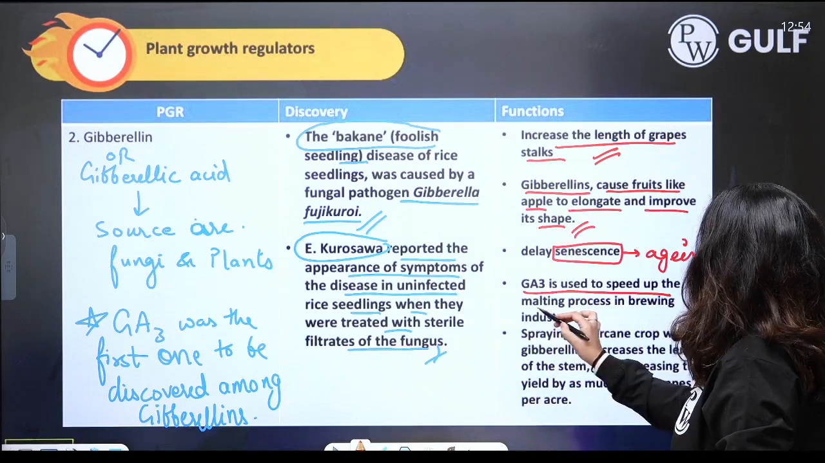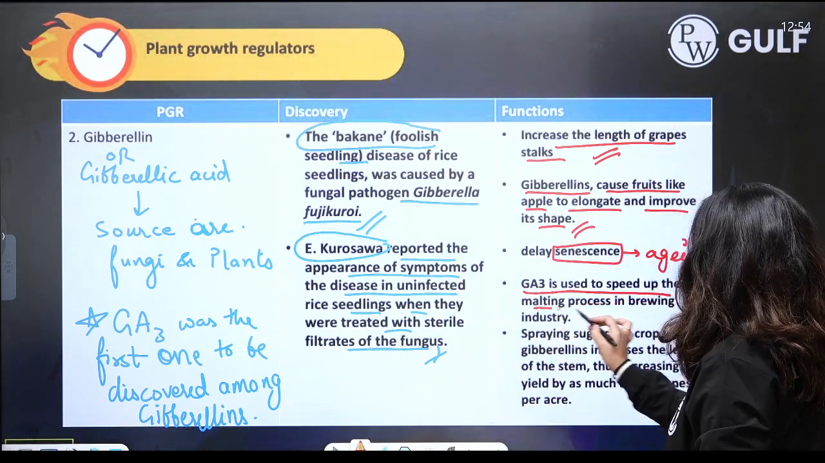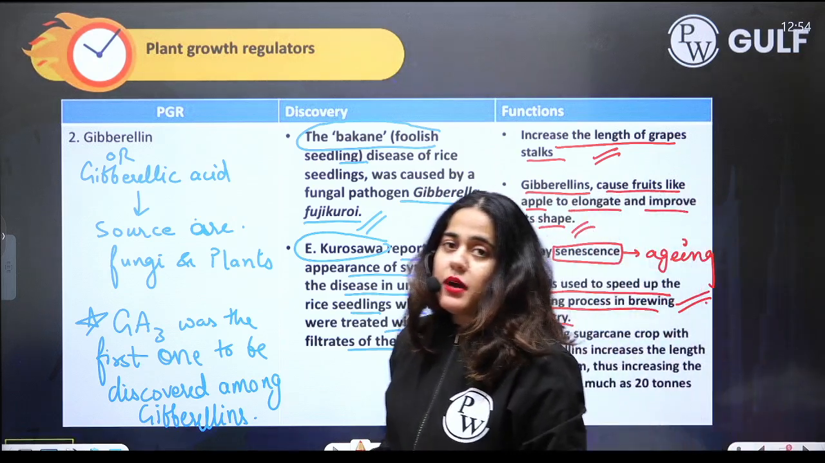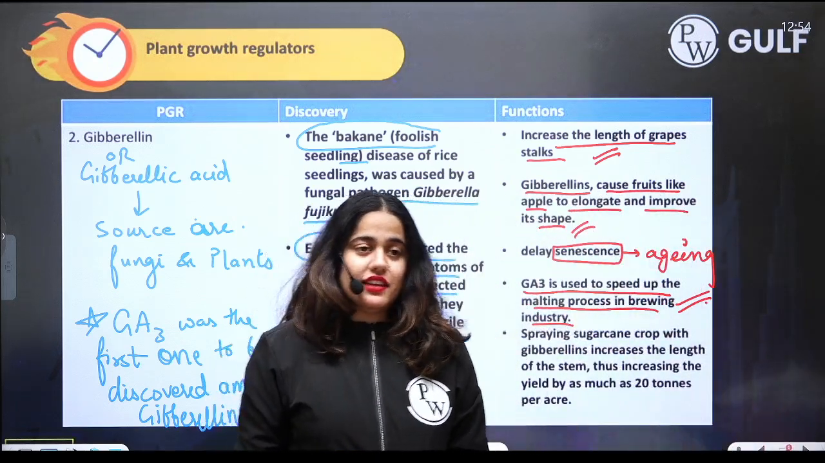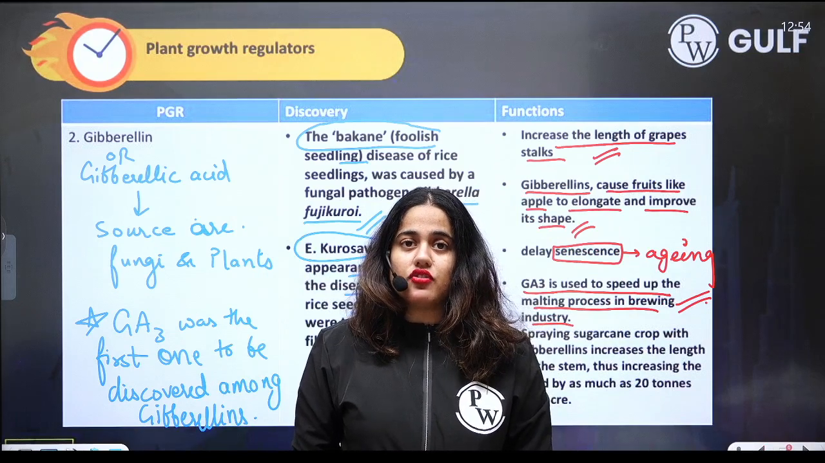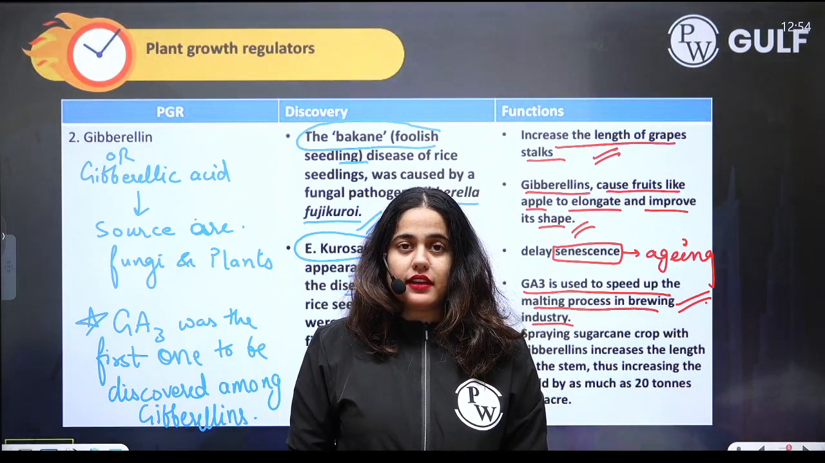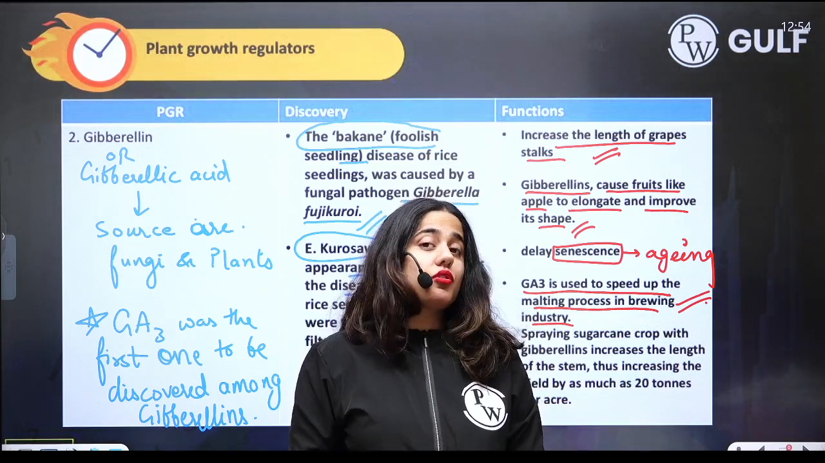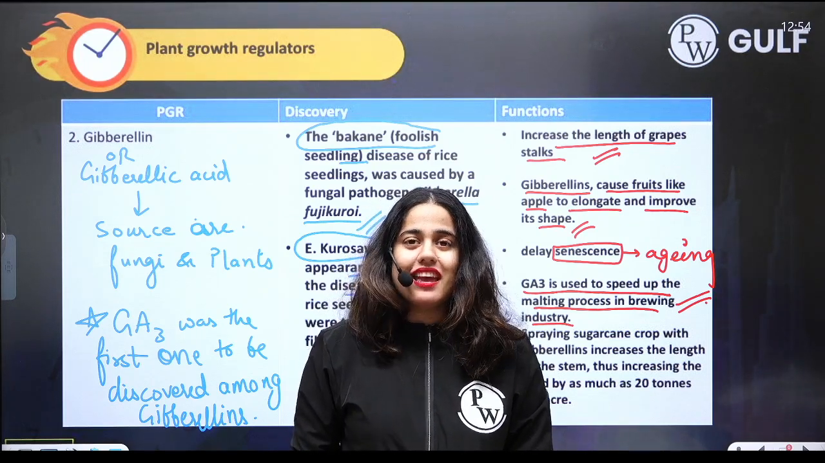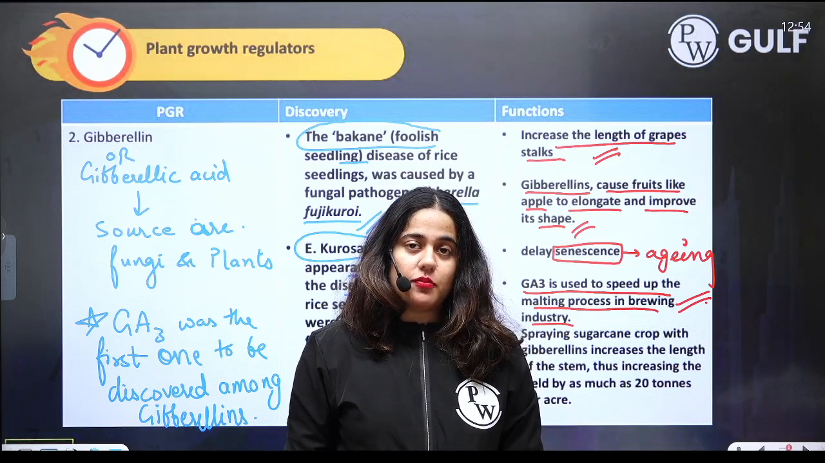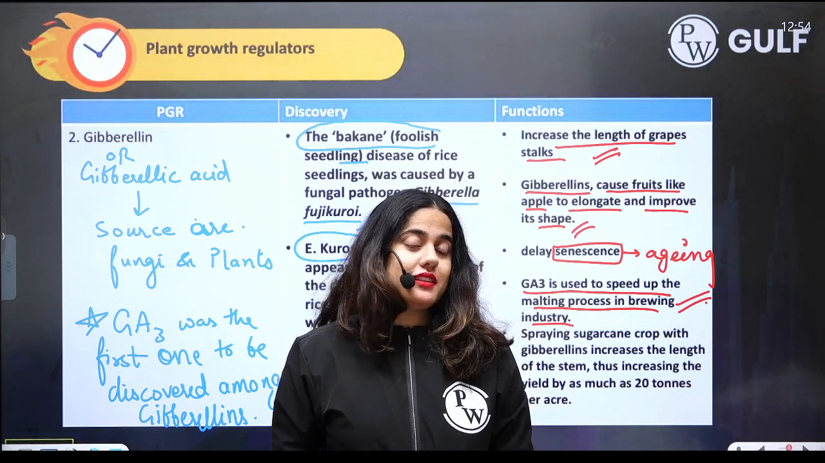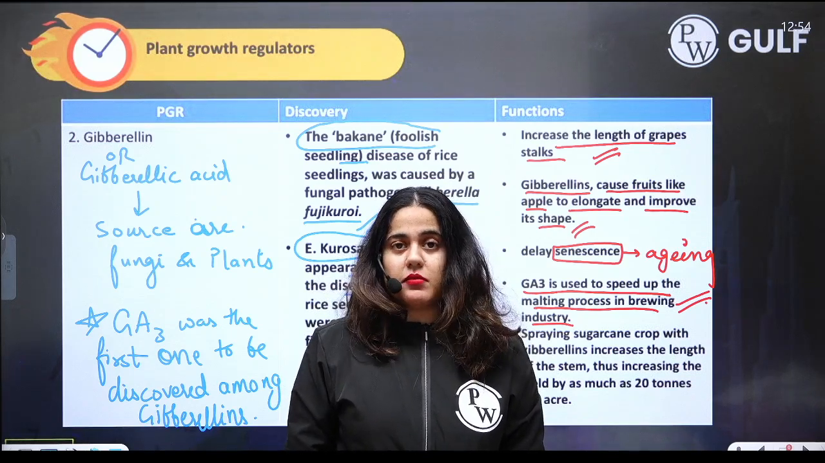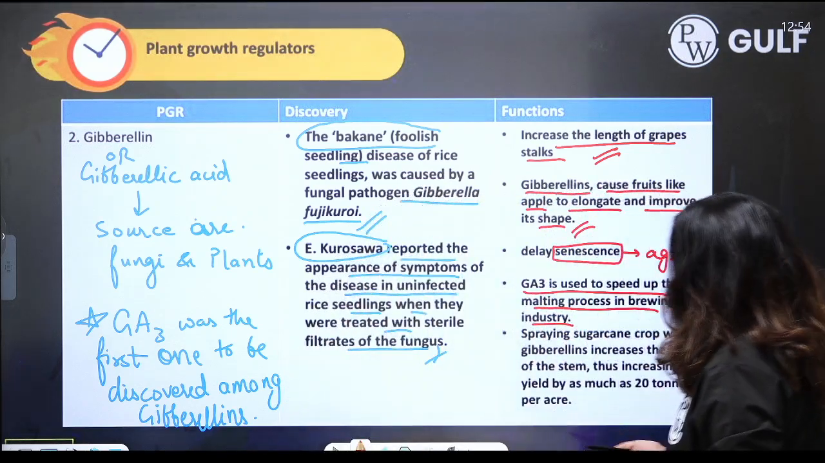GA3 is used to speed up the malting process in the brewing industry. Okay, so what is malt? Malt is the barley seed or rye seed or wheat seed, which is germinated and then fermented. So this process is known as the malting process, and GA3 or gibberellic acid 3 is added to speed up this process so that in a very short time the alcoholic beverages could be produced.